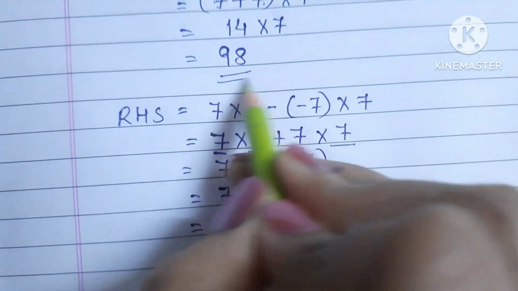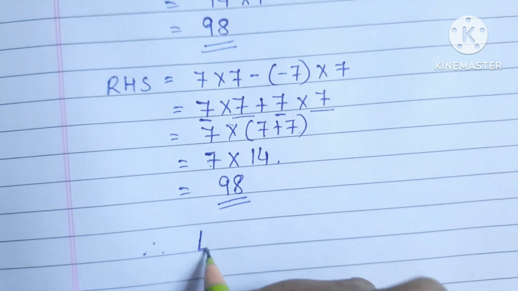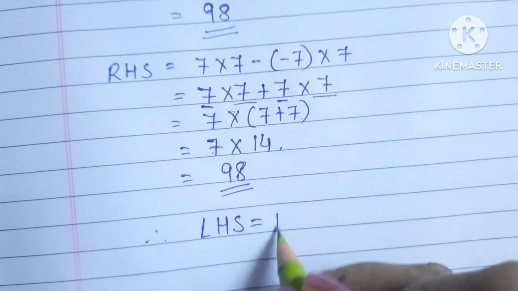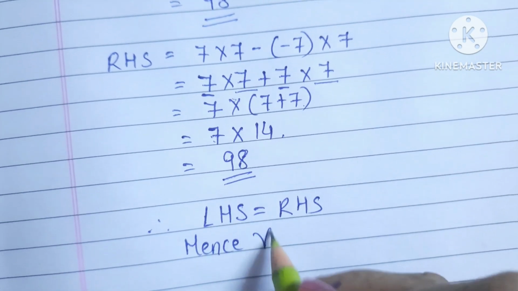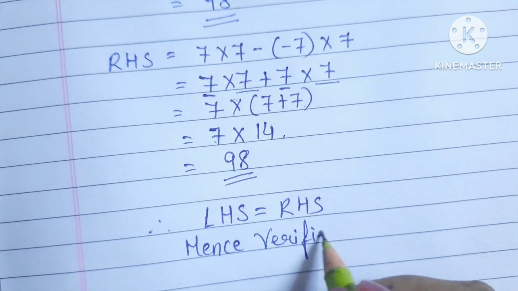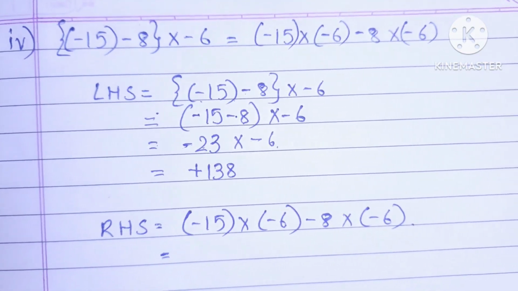So left hand side and right hand side are equal. Therefore, left hand side is equal to right hand side. Hence, verified. Okay, so let us see the next question.